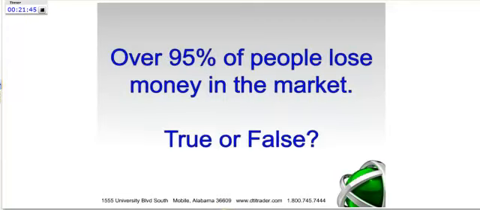Over 95% of people lose money in the market. Is that a true or false statement? The question you ought to be asking yourself is, what can you do not to be in the 95%, but what can you do to be in the 5%, right?